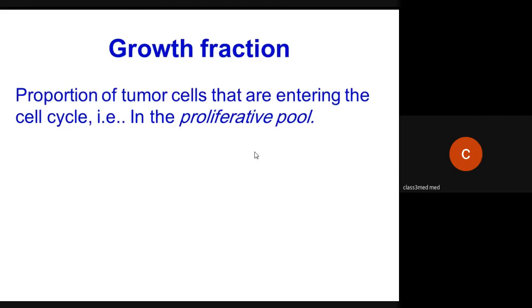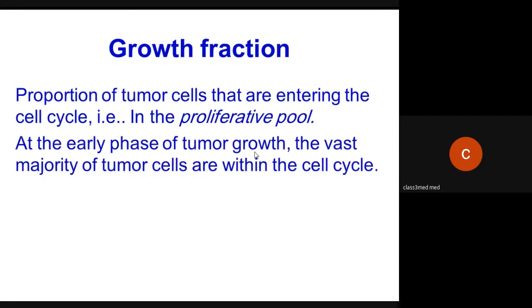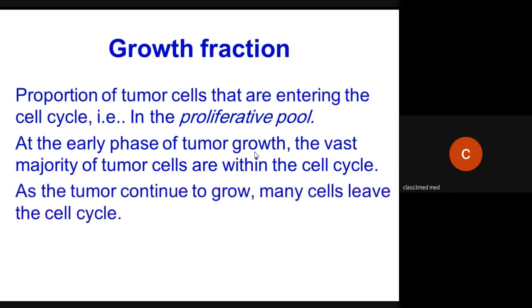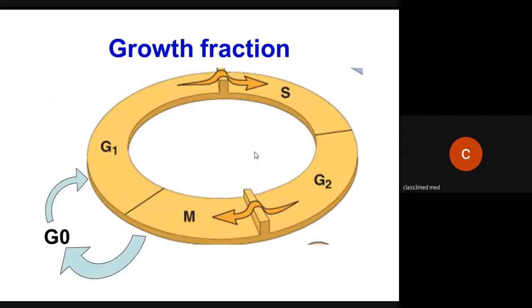In an early tumor, the vast majority of the tumor cells are within the cell cycle, proliferating. Then most of them leave the cell cycle because of the lack of nutrition, since there is no angiogenesis. Remember the cell cycle: G1, S phase, G2 and M phase, okay?